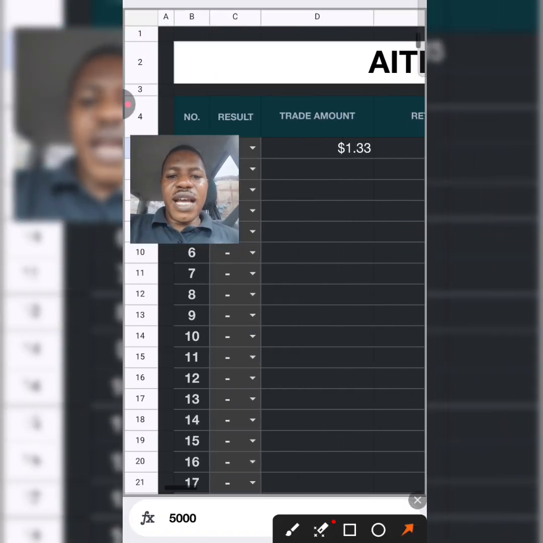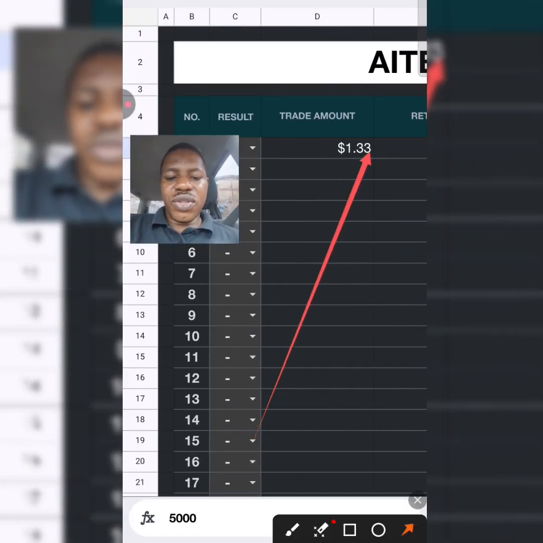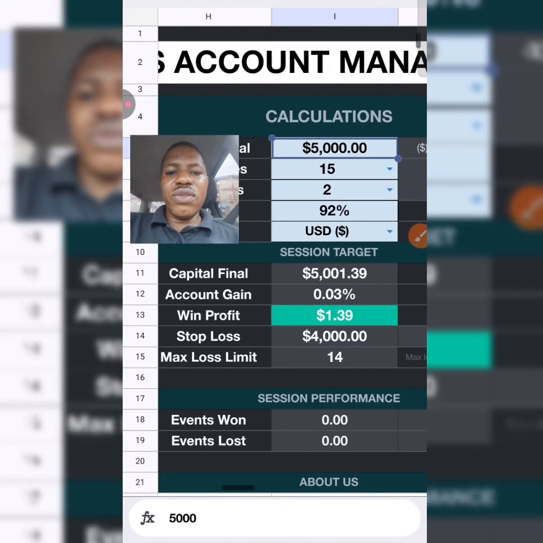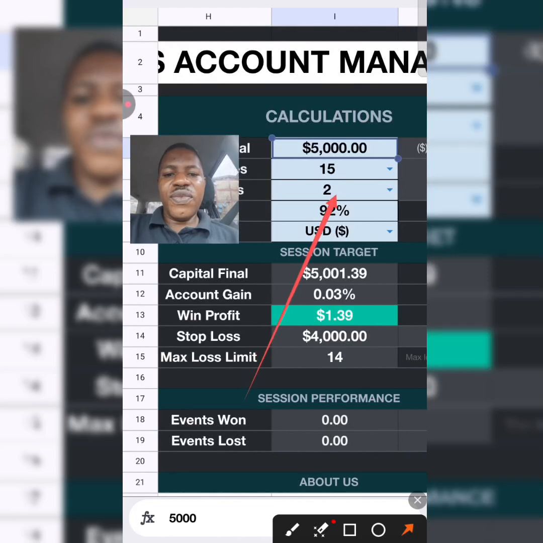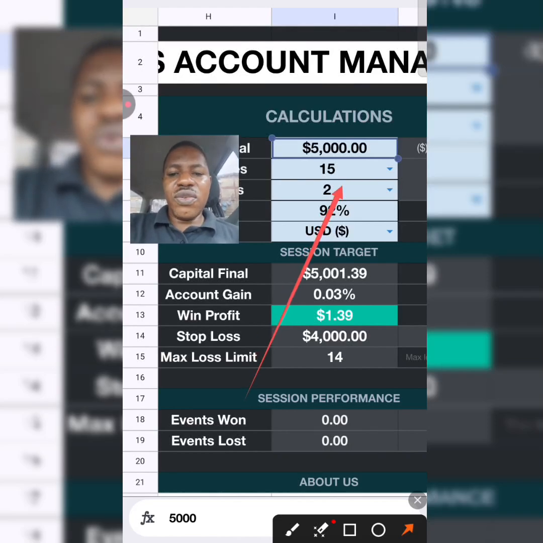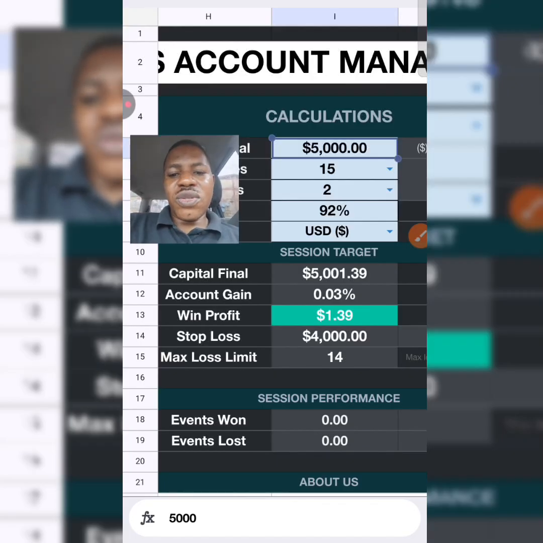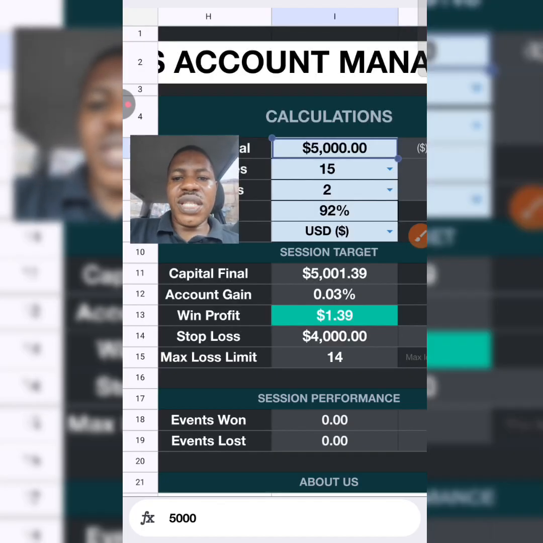And when you set that, it will give you the amount to use for your trade, so that you will end up being profitable even if you win 2 out of 15 trades. Naturally, this is not possible except you have a wonderful account manager such as the AiTech Express account manager, which works on a strong algorithm to ensure that you always come out with more money than what you started with in your trade.